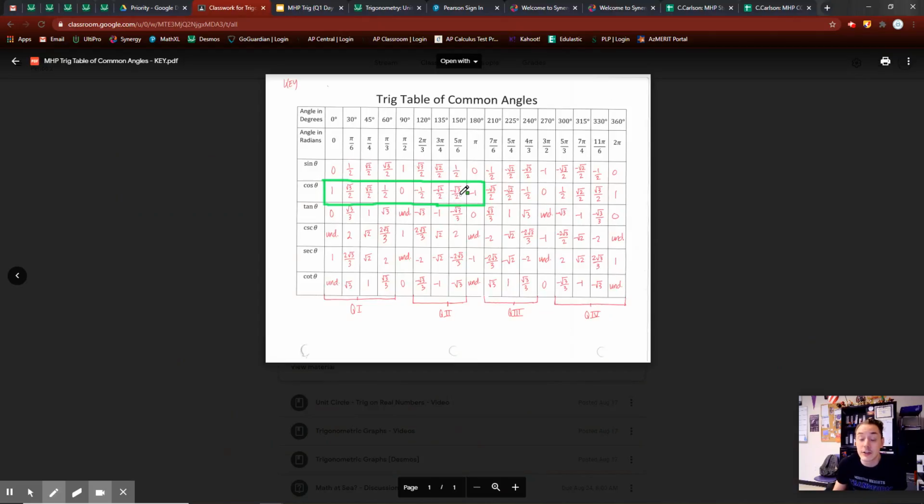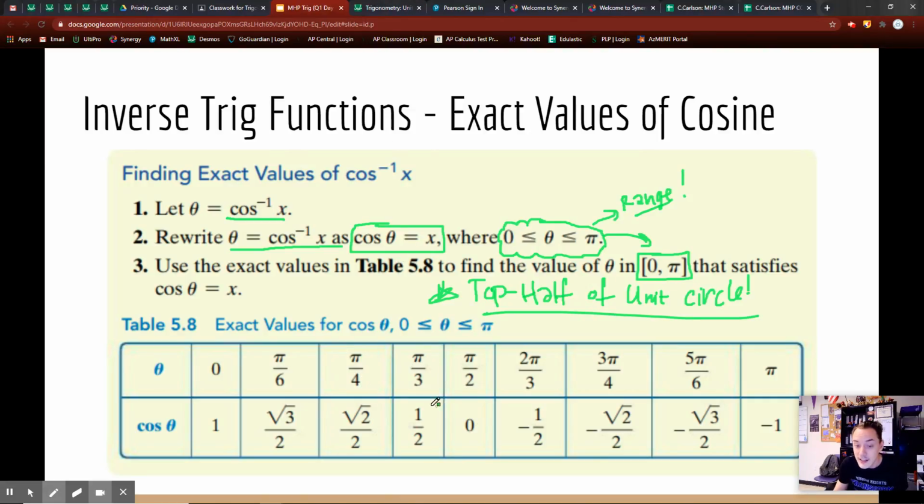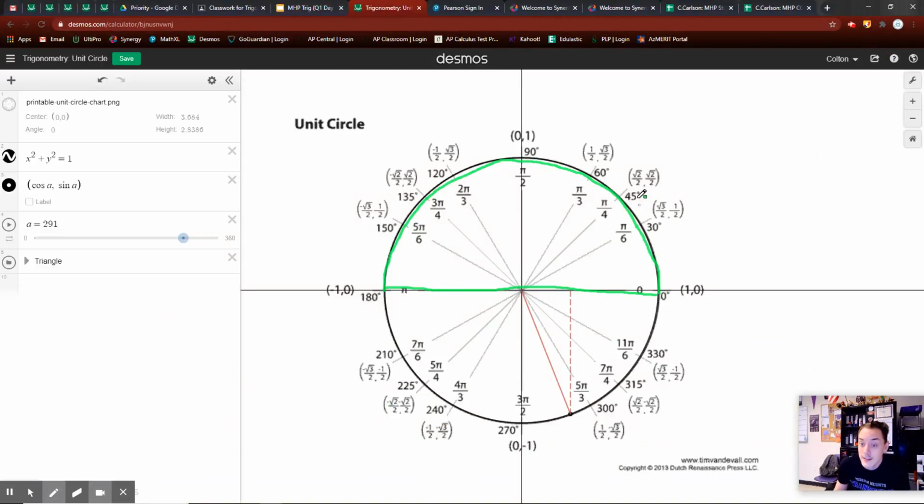So we can actually, cosine is really easy because there's no negative angles, right? So we really just have to use the unit circle. We have to use the trig table of common angles. We can use this, or we can just, hey, what's the x value, x value, x value, x value, x value? Remember, cosine of theta equals x. So that means I'm just using my x values, right? I don't care about the y's at all.